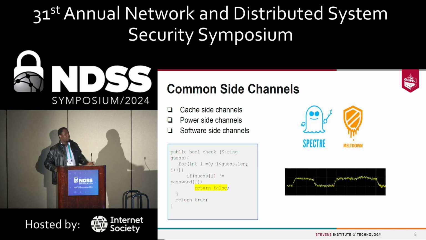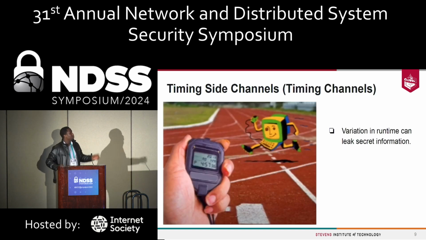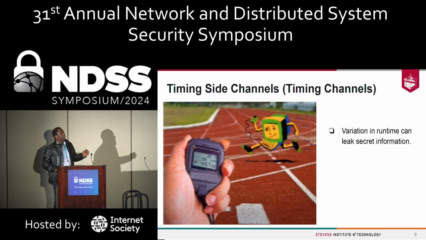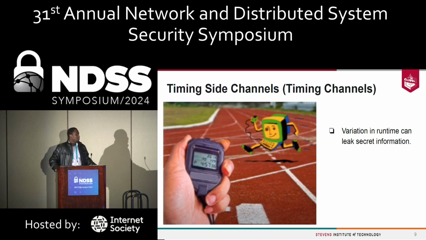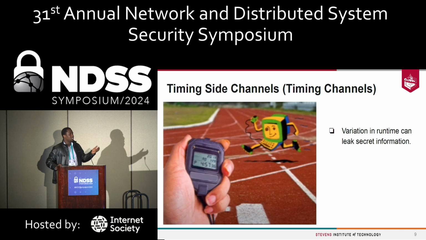I'm sure many of us are familiar with different side channel attacks, such as Spectre and Meltdown, that greatly affected a great number of Intel CPUs, and also power side channel attacks that were used to leak secret bits of an RSA key, and other software side channel attacks. In this work, we are mainly focused on timing side channel attacks, also known as timing channels, which consider how variations in an application's runtime can allow an attacker or an adversary to leak secret information about the application.